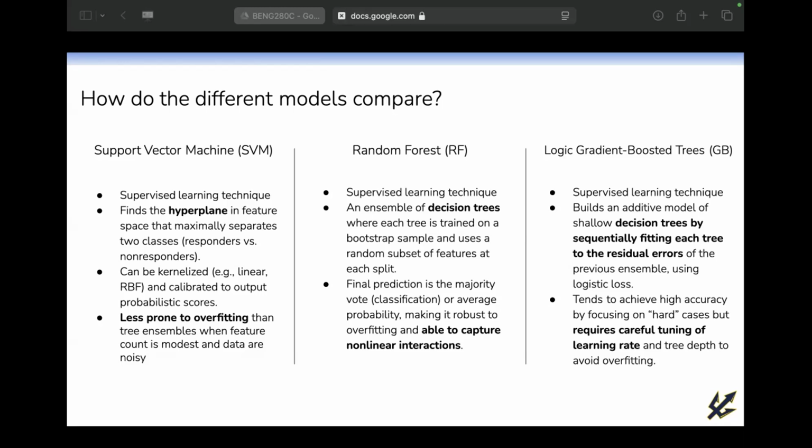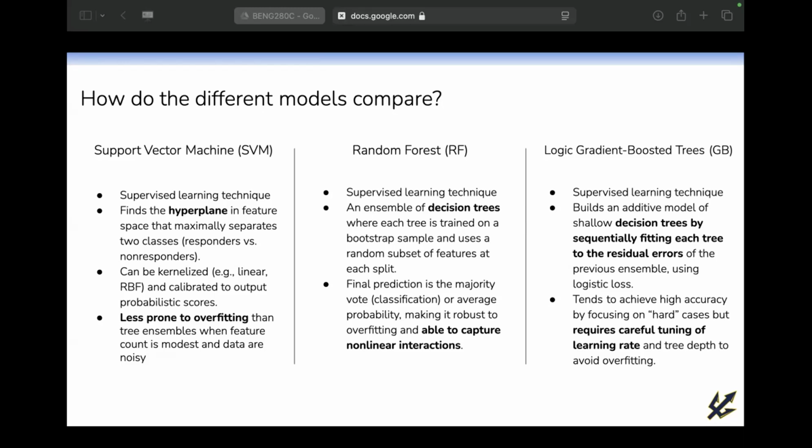Support vector machines, or SVMs, are about finding a hyperplane that separates two groups, which for us are the responders and the non-responders. They can handle different shapes in the data with kernels, and they're usually pretty stable, especially when the data set is a bit noisy or when we don't have tons of features. They're also less likely to overfit compared to the other models. That's important.